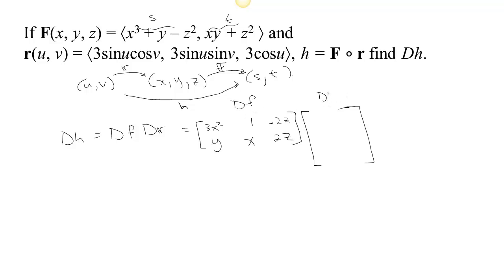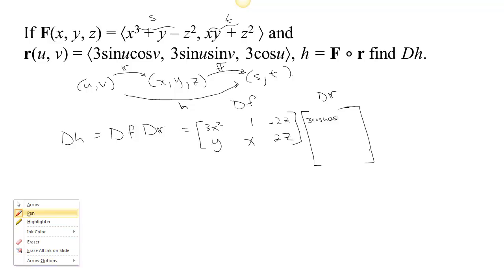Now we need to figure out the total derivative of r. So r is a 3 by 2 matrix. Let's see. So here's our first output. We could call it x. The partial of that with respect to u is going to be 3 cos u cos v.